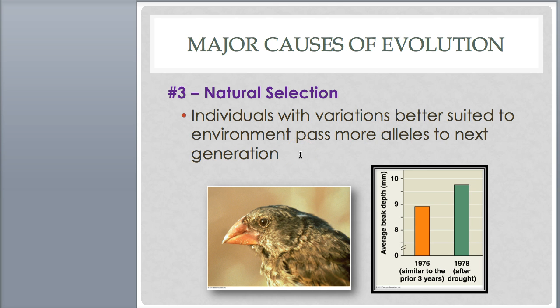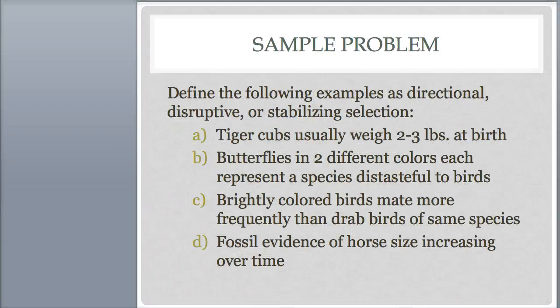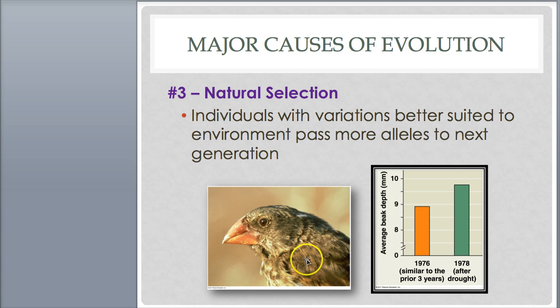So we're saying that those that are able to survive more based on their features are more likely to survive. So here's a finch again, and there's that beak. Here's a graph and a study of different birds. In 1976, their beak depth, like how deep their beaks went, was only a little bit less than 9 millimeters. And then there was a drought, and in this drought, those with longer beaks tended to survive more because they have more access to food and water.